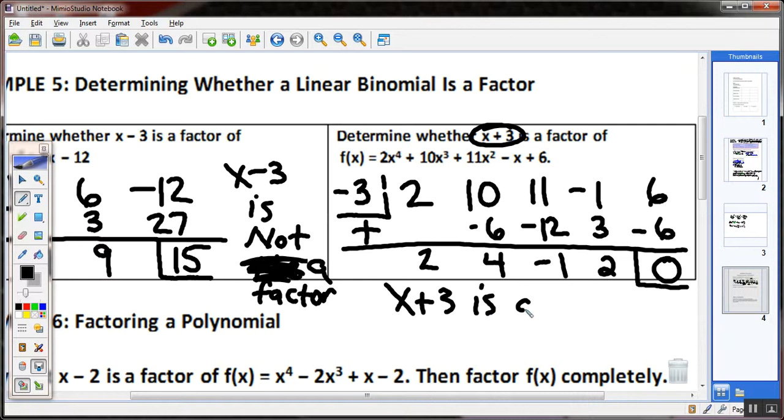Okay, so x plus 3 is a factor. Okay, kids, so let's carry this forward. Do you understand the synthetic division? What are we looking for our remainder to be if we want to know if something's a factor for those polynomials? What do you want the remainder to be? 0. It has to be 0, okay?